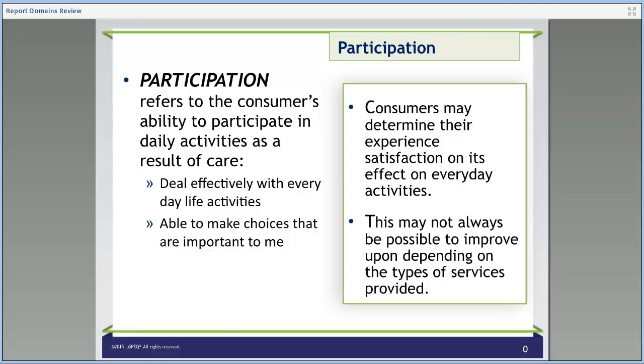Following respect is participation, and the results allow you to find out if your consumers feel their care is allowing them to take part in everyday activities without being impeded by the barriers they may have been receiving services for. Unfortunately, some of this may not be possible to improve results on because of the nature of services provided or the severity of the consumer situation. You may want to consider looking into how you are providing services to address their issues if you see low scores in this domain.